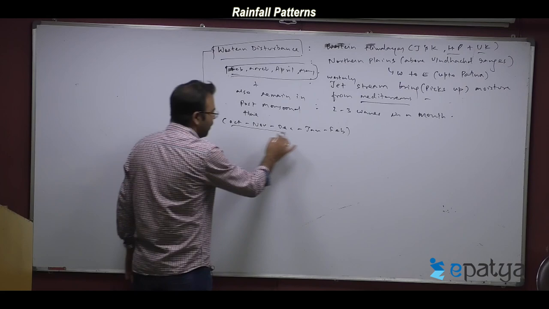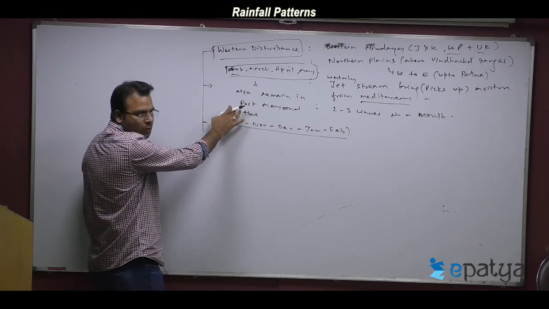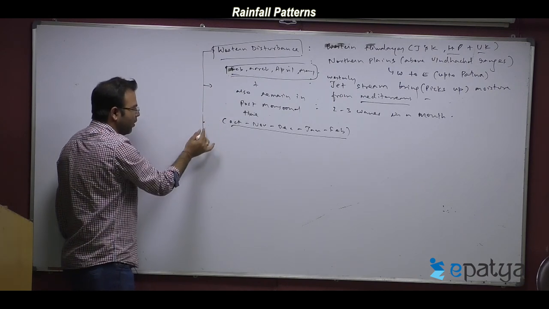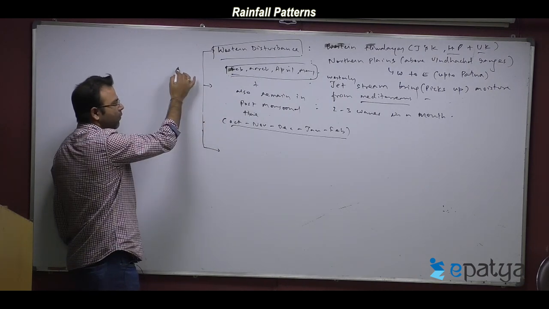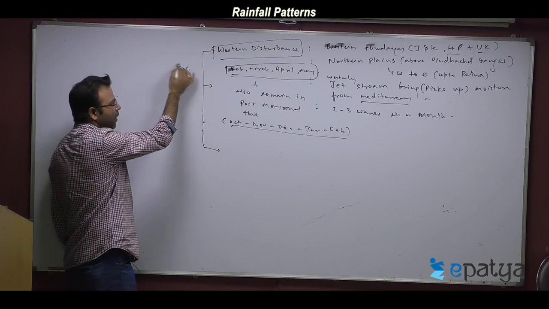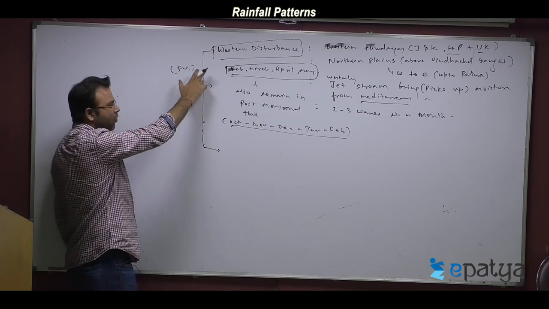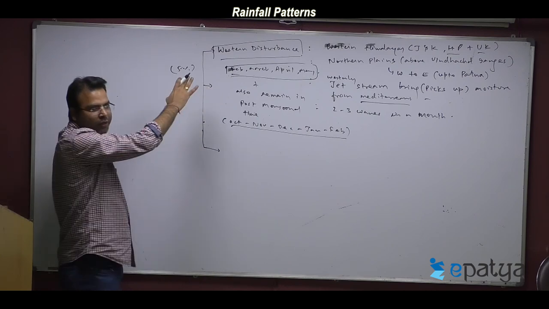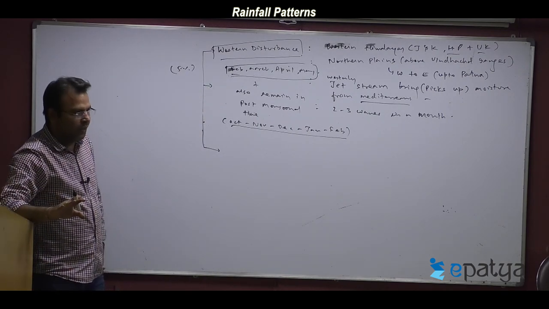I'm not giving much importance to this post-monsoonal time, but the total rainfall by this phenomenon, both pre and post, is around 5%. Total rainfall caused by the western disturbance in both pre and post is around 5% of the total rainfall of the country.